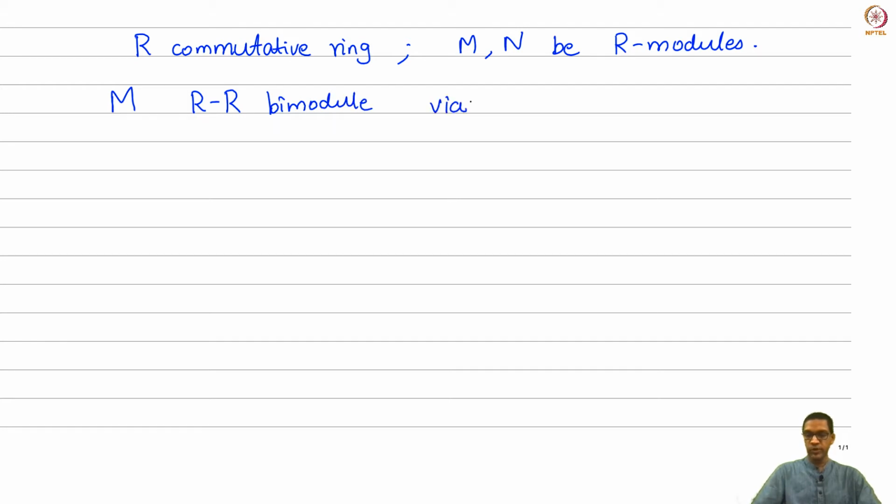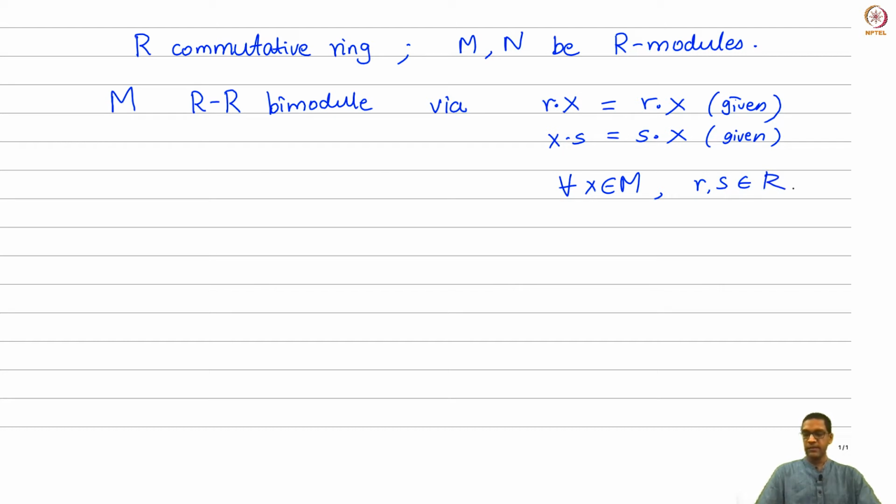Well, what's the bimodule structure? It's just the same action. So the action on the left is the given action. The action on the right is just the same as the given action; just think of it as multiplying on the left. And we had seen this before, that because R is commutative, this makes M into an RR bimodule.